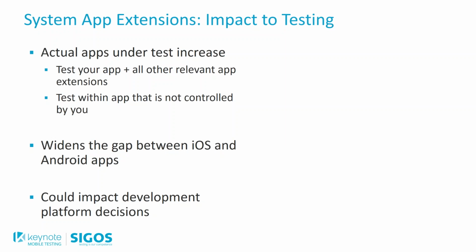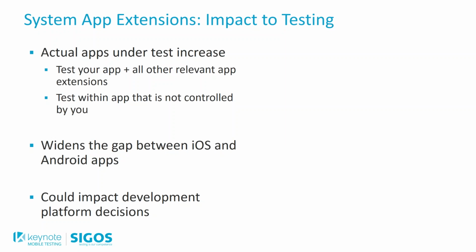And this could not only be one system app, but it could be multiple system apps. So imagine you're a ride-sharing app. You might want an extension in Messages, Siri, and Maps as well. So you've just increased your testing time pretty significantly. The other thing is that you're spending time testing in an app that isn't your own, so you need to get to know those apps and their idiosyncrasies as well.